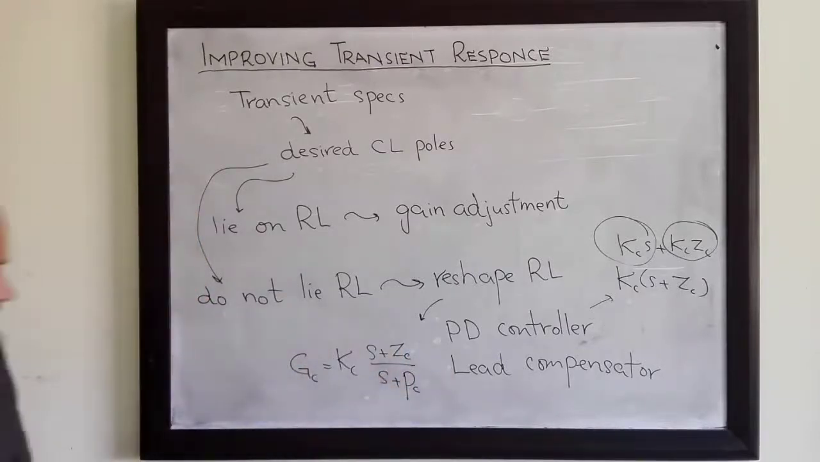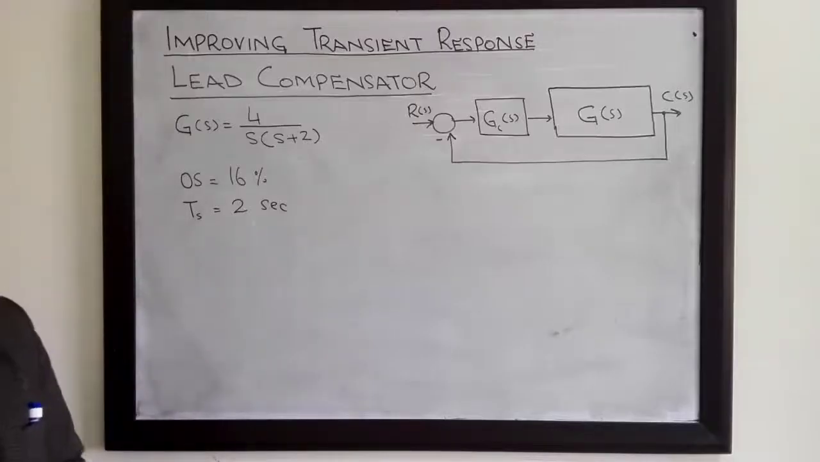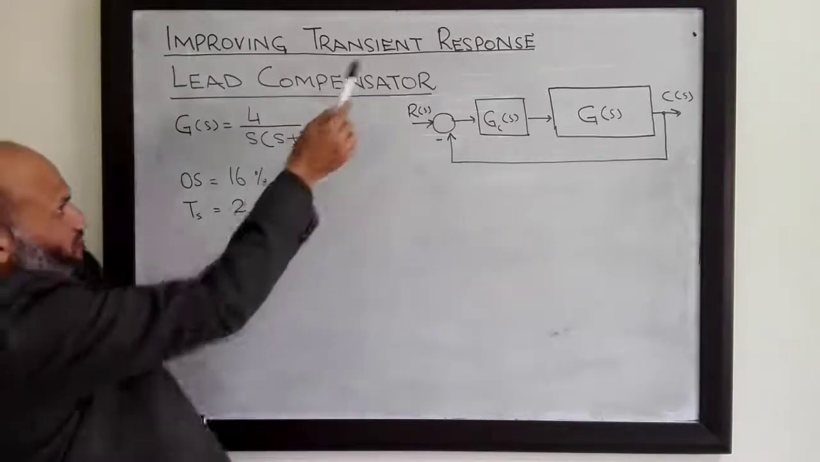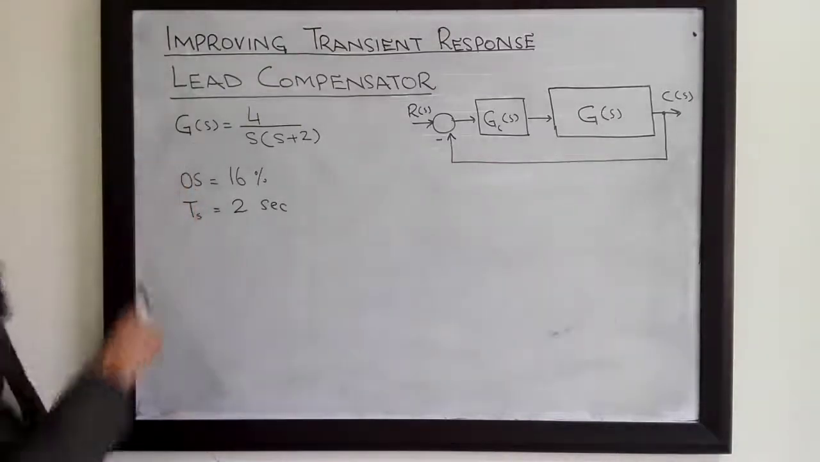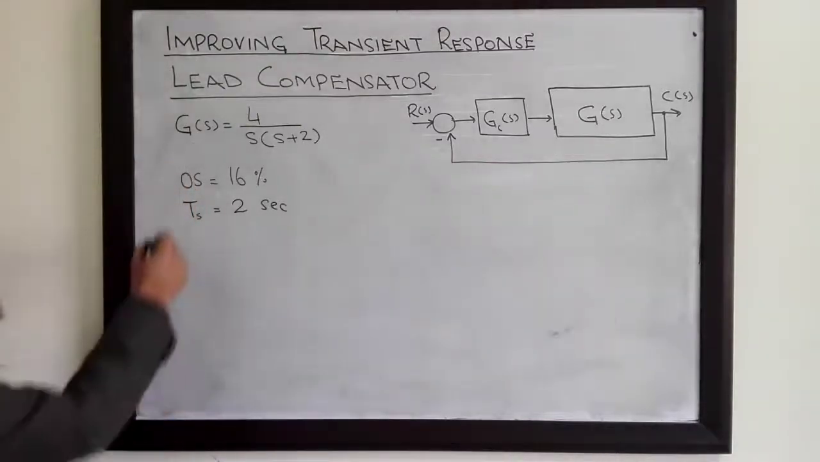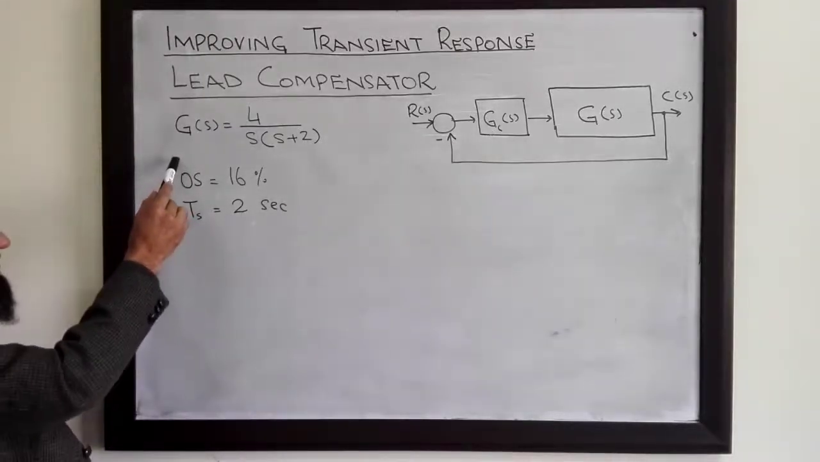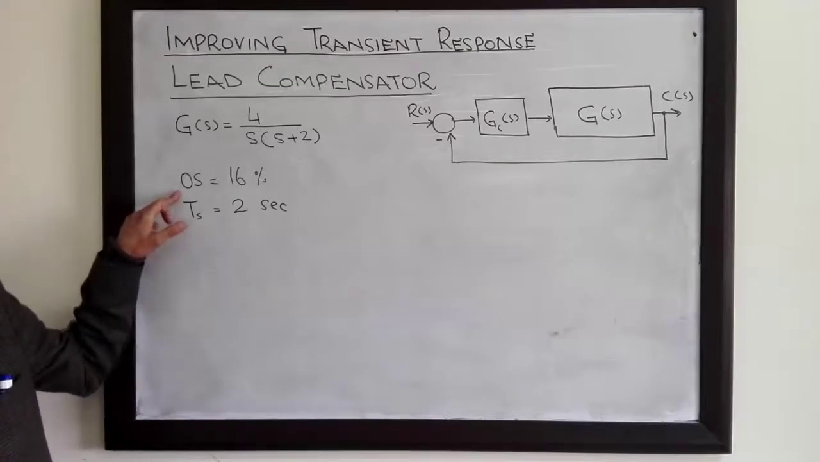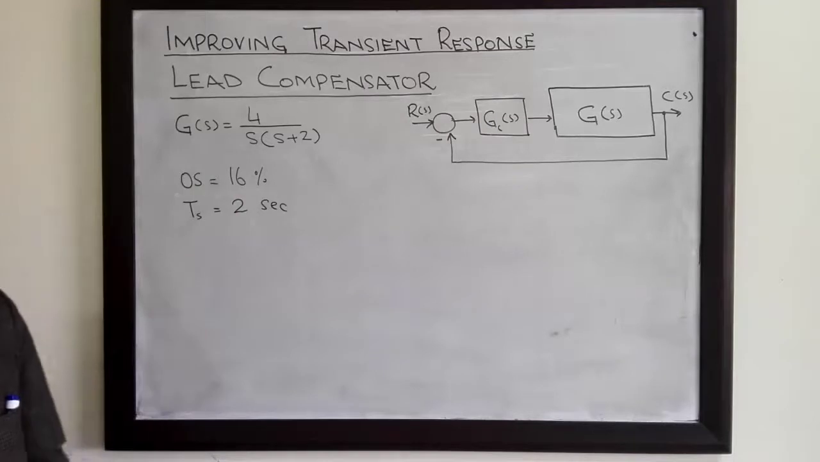For that purpose, let's consider a particular system, again a unity feedback system. So to demonstrate the procedure for the design of lead compensator to improve transient response, we consider this system. G of s is given by this transfer function, and we want to design a compensator such that the closed loop system exhibits these transient characteristics. That is, we want an overshoot of 60% and settling time of 2 seconds.